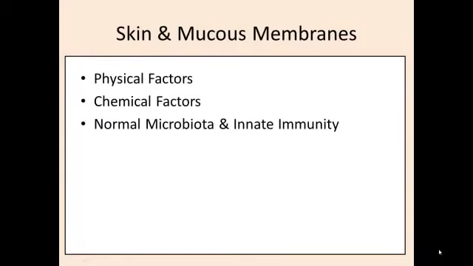Now we're going to talk about your first line of defense in the innate immune system, specifically skin and mucous membranes. We're going to talk about physical factors that are part of your first line of defense, chemical factors, normal microbiota, and how it relates to your innate immune system. Let's talk about a little bit of anatomy.